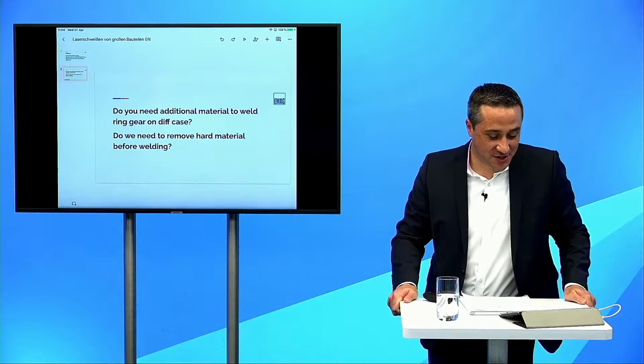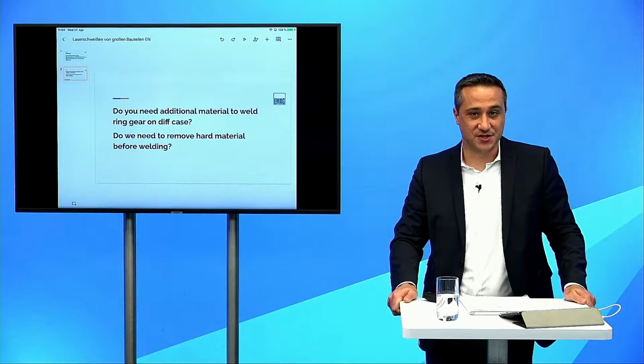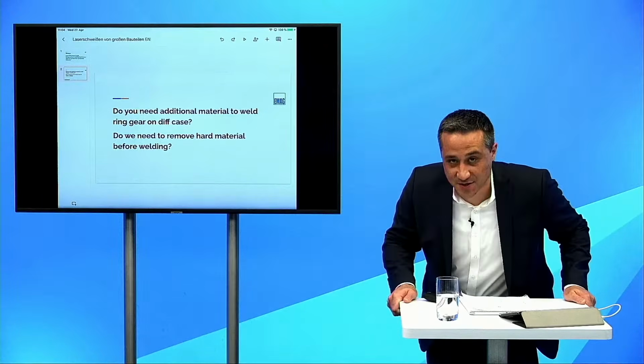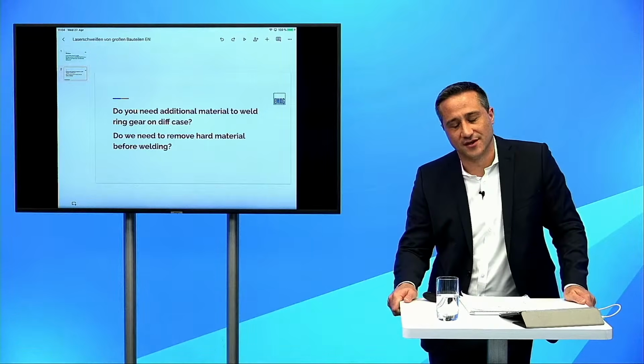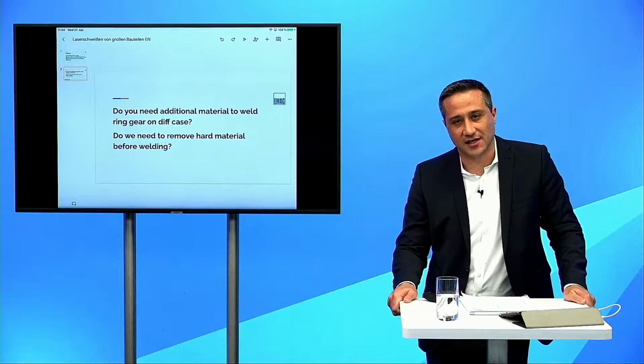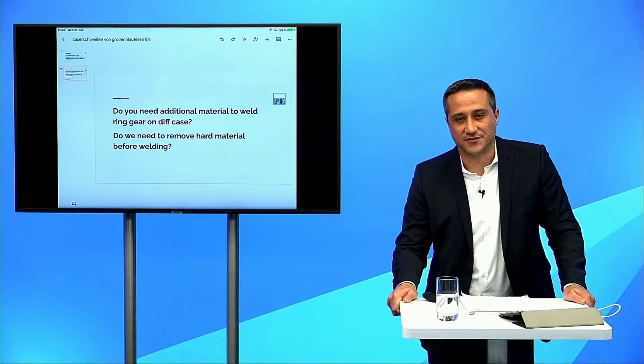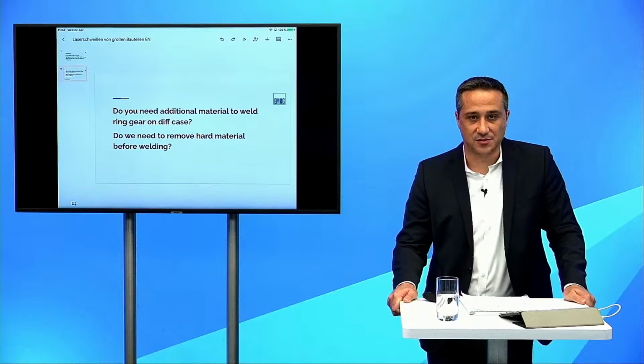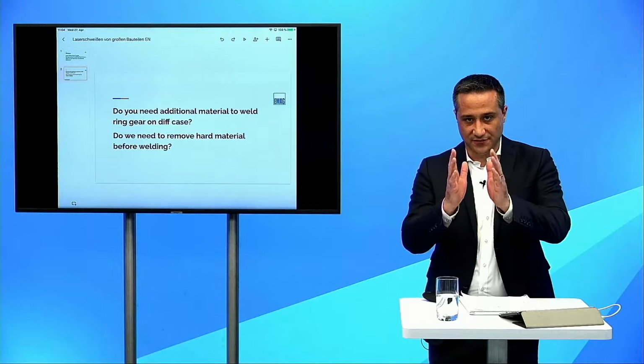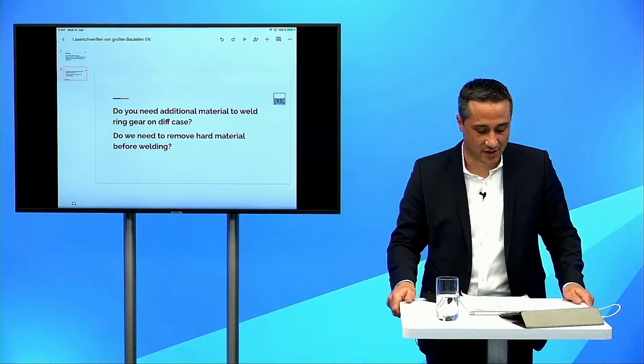Do you need additional material to weld ring gear on differential case? The answer is yes. We have implemented also a filler wire, which is directly implemented in the machine, and this filler wire is used as an additional material to achieve at the end a qualified weld seam.